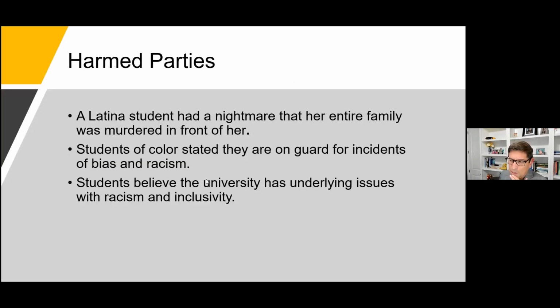Again, just some of the things that some of the students said, talking about the stories, right? There was a Latina student who said that she had a nightmare that night that her entire family was murdered. Students of color said they were on guard for incidents of bias and racism. Students believe the university has underlying issues with racism and inclusivity. So we told them all that. We gave the university the report. There was this third bullet point right here. That was a big thing that came out of this. And we gave all this to the administration. Look, this is what they're saying. And again, I don't know what they did with it, but we just gave them the information.